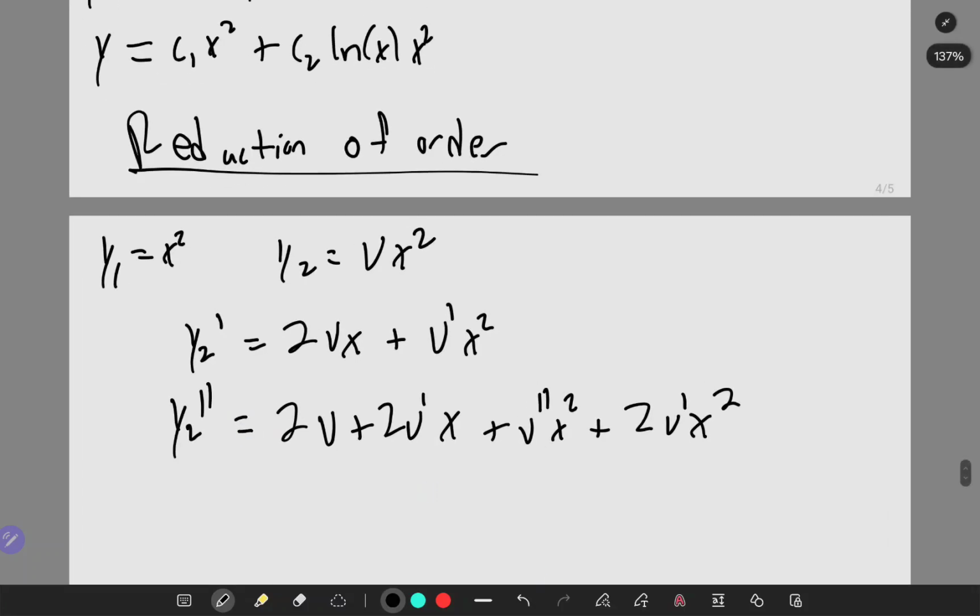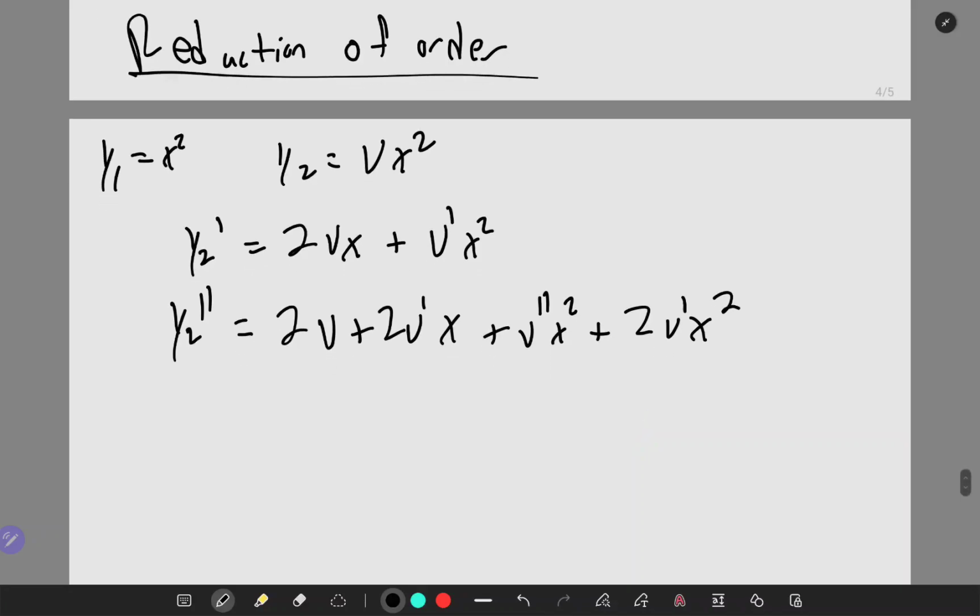And the reason why I'm so fast at this is because I've done this a lot. Right? I've done the product rule many times. So I get really fast at it. So it just takes a lot of practice. Let me make sure that's correct before I move on. V double prime x squared plus 2v prime x plus 2v, plus 2v prime x's, right? Yep, okay, we're good.